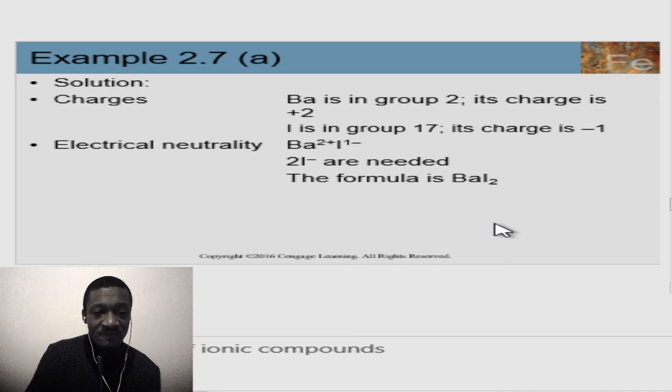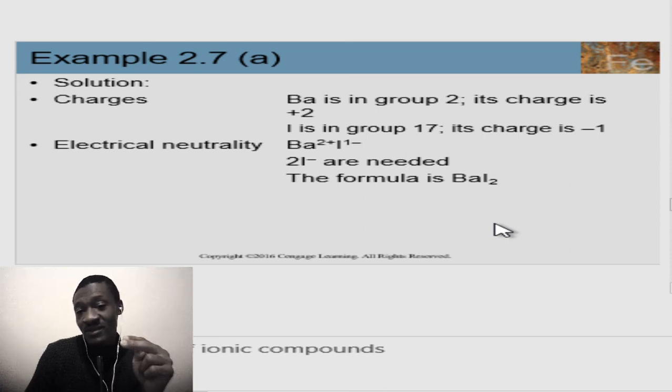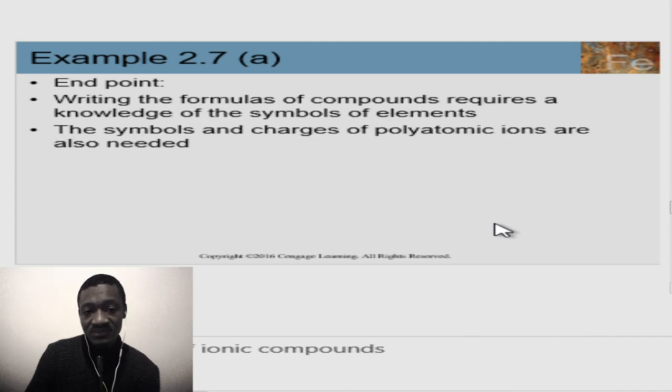So actually, barium is group 2. So it's Ba, as you can see, and then iodine is group 17. So it means that you need 2 of iodine to balance up the 1 barium, and then you have BaI2. Electrical neutrality.